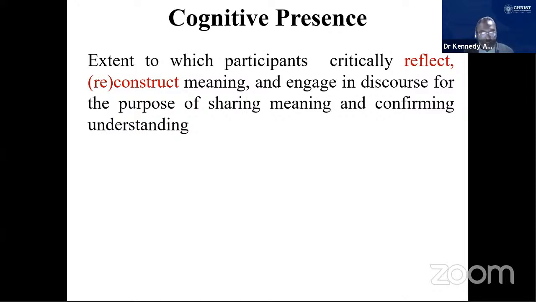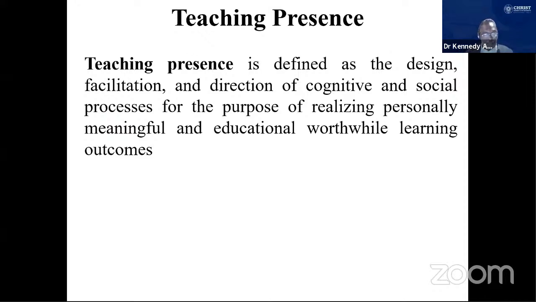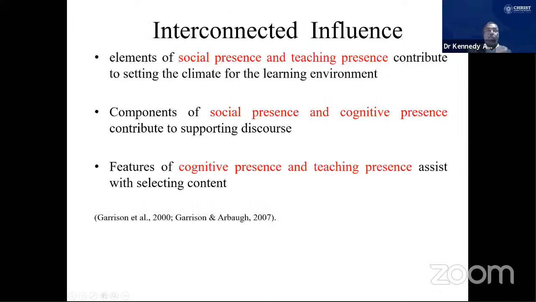Where will inquiry happen? Having said that, the cognitive perspective talks about the extent to which the participants in any particular configuration of a community of inquiry are able to construct meaning through sustained communication. So communication becomes very important. And the teaching presence that I talked about is the design and the facilitation and direction of cognitive and social presences for the purpose of realizing personally meaningful and educationally worthwhile learning experiences. So what is the interconnected influence of all these three aspects of the community of inquiry in a classroom?